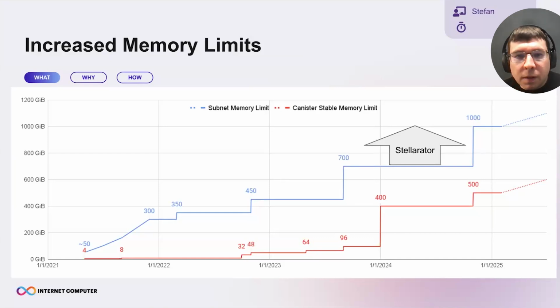Similarly, the per canister memory limit, we started at 4 gigabytes. That's the stable memory. Heap is separate. So it started at 4 gigabytes, and now it's at 500. That's a 125x improvement over these last few years. Next slide, please.